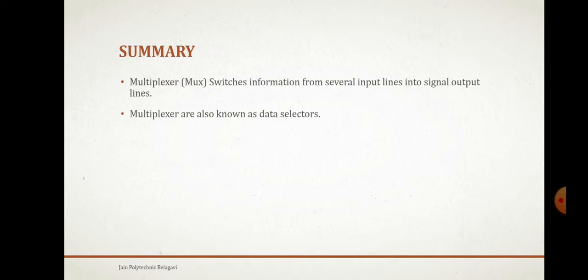In this session we have discussed what a multiplexer is. Multiplexers are also known as data selectors. The statement for a multiplexer is that it has several input lines and converts them into a single output line. That is known as a multiplexer.